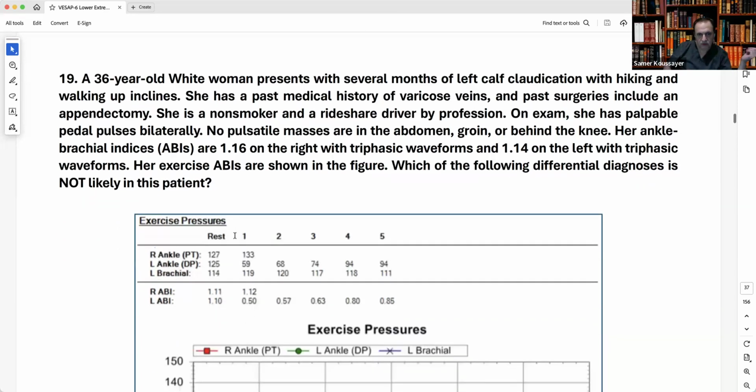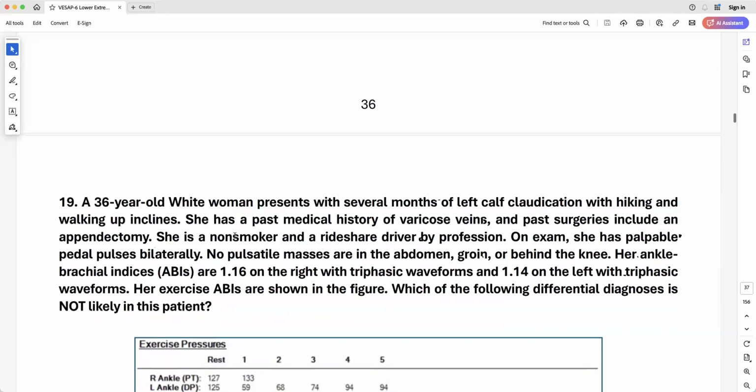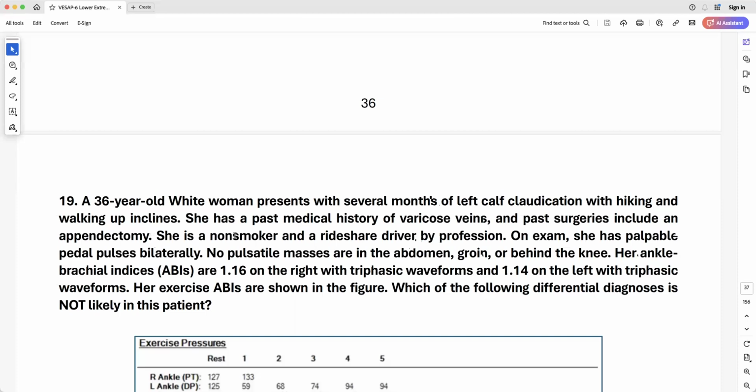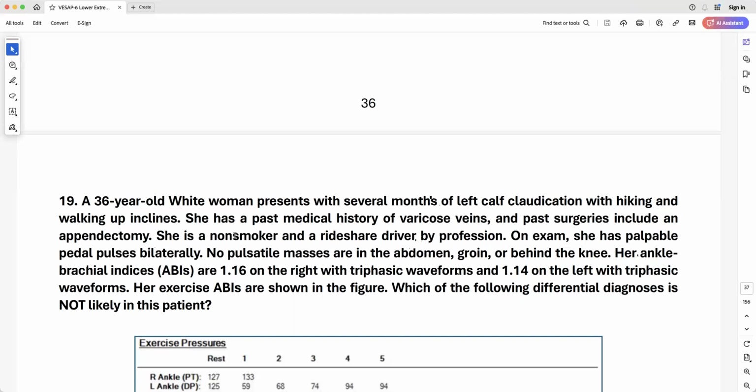Do you want to go through them or do you want to guess by yourself? What do the rest of you think? What disease can we think of in young people? Entrapment. Yeah, this is the first thing you think about, popliteal entrapment syndrome, correct? What else? Second one.